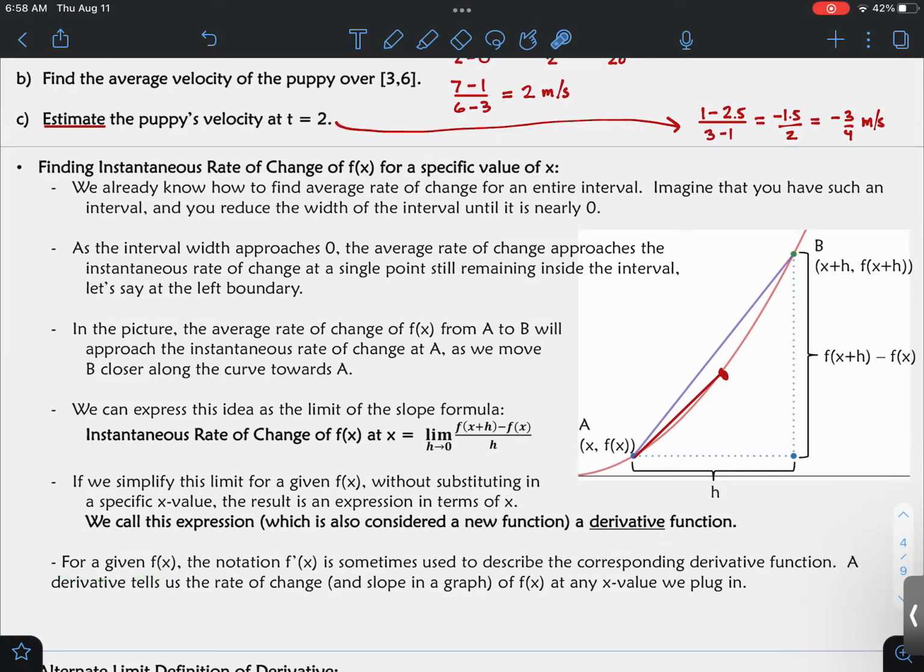For a given f of x, the notation f prime is sometimes used. We'll see other notations as well. All right, so let's start scrolling down here.